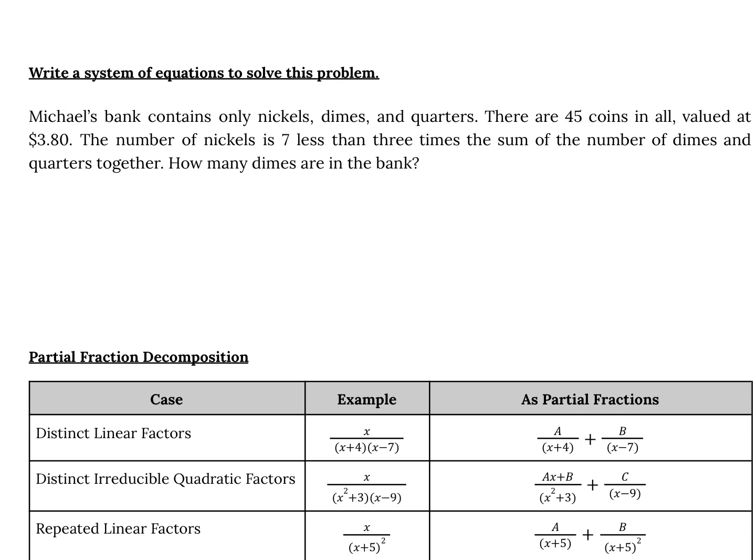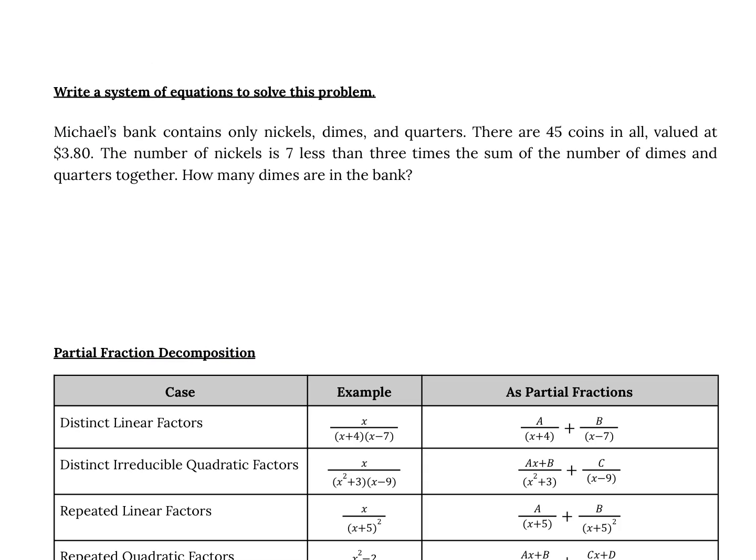This next one, we're just going to set up the equation and show you how you can use your calculator to solve it for you, because for the one similar to this on your final, you will not actually have to show your work, but you will need to solve it, get the answer, and choose from the options. So we've got a bank consisting of nickels, dimes, and quarters. There are 45 coins in total, valued at $3.80. The number of nickels is 7 less than 3 times the sum of the number of dimes and quarters together. How many dimes are in the bank?